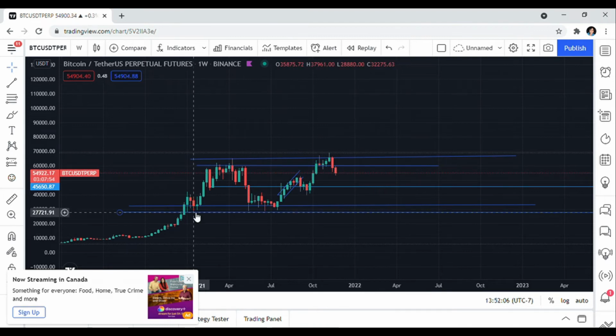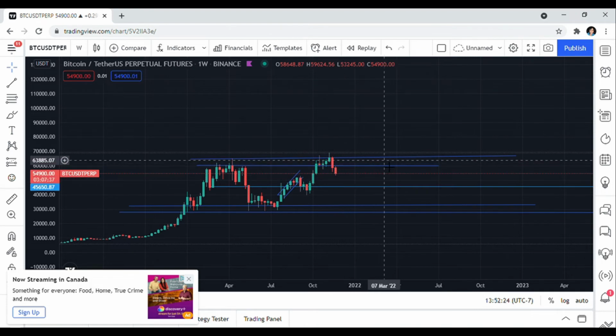Sometimes there are smaller time frames that have built enough support for the price that if the price gets rejected on the weekly time frame, it's going to find support on the smaller time frame and then go back to test that resistance area again. So that's how it is.